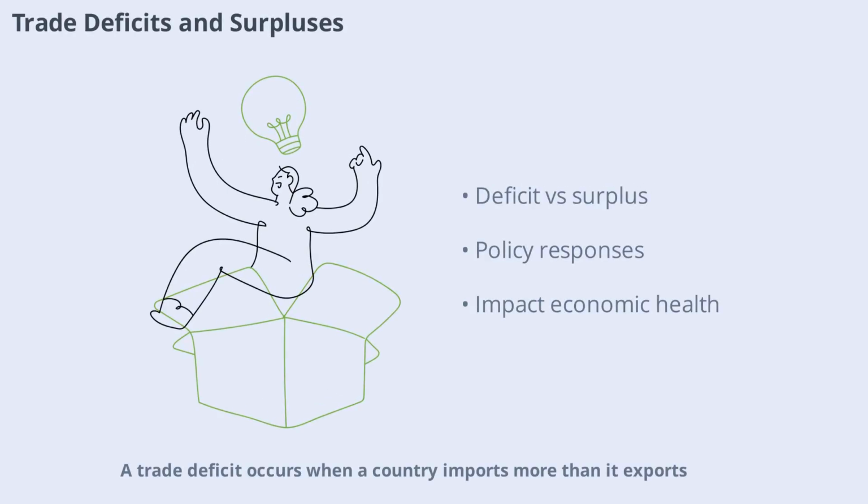Trade deficit occurs when a country imports more than it exports, while a surplus means exports exceed imports. Economic systems influence how countries respond to these situations. Capitalist nations may accept deficits as part of global competition, while socialist countries strive for balance. Mixed economies use policies to manage deficits and surpluses. These measures impact economic health and international standing.